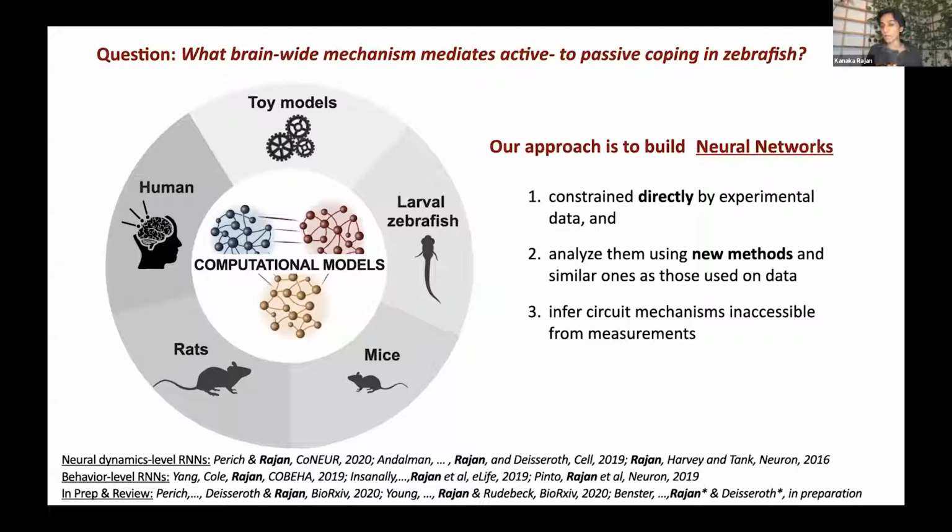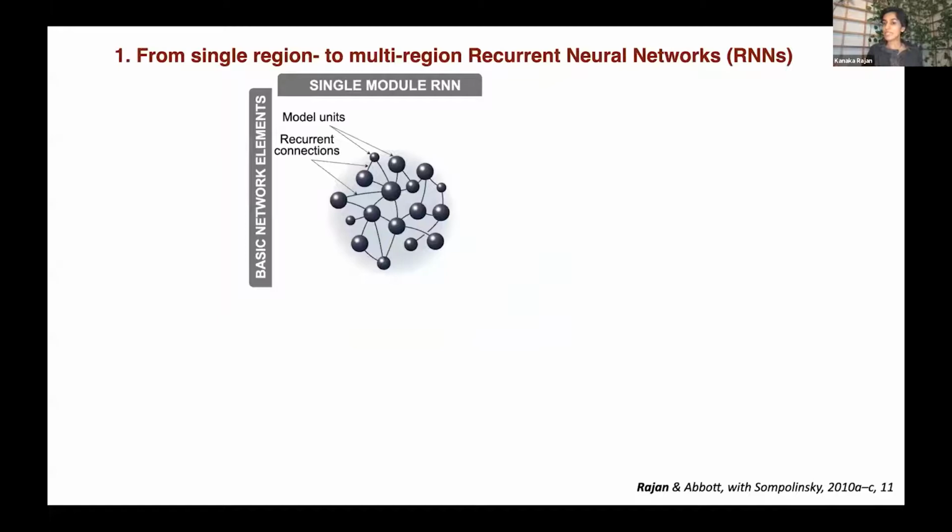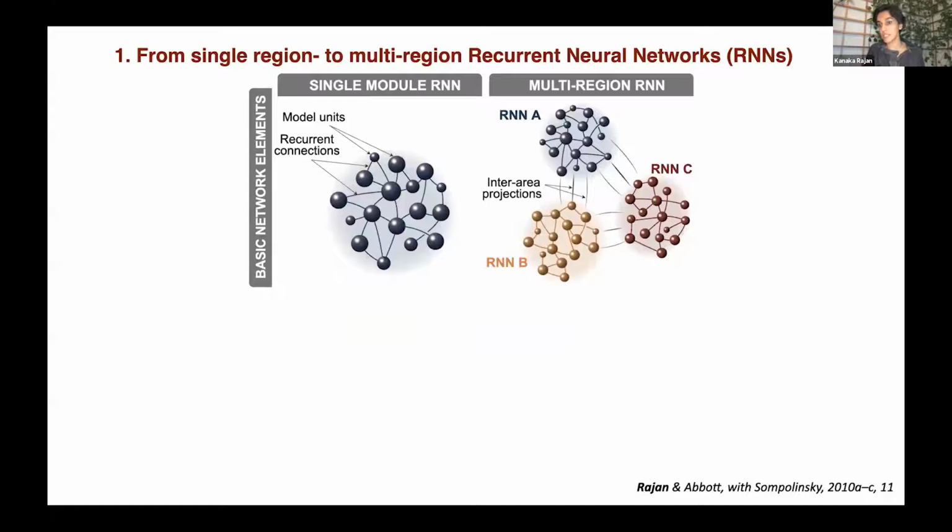So the first thing we do is to go from single region recurrent neural network models. When I refer to RNNs in this talk, I'm talking about recurrent neural networks where neurons connect to one another bidirectionally. There are feedforward and feedback connections. And the only thing we do here is to wire multiple ones together, one for each area in the larval zebrafish brain we're talking about.